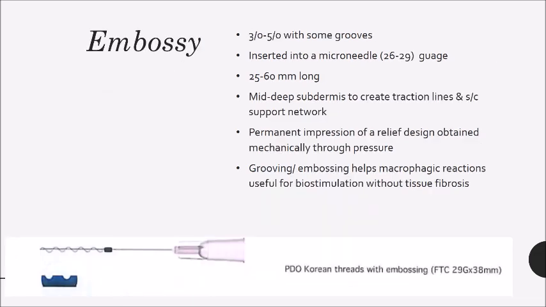Next comes the embossing type. There are 30 and 50 with some grooves, inserted into a microneedle, variable length 25 to 60 millimeter long, again inserted into mid to deep dermis, subdermis to create traction lines and a subcutaneous support network, not for traction at all. But how is the embossing created? It is basically created by a permanent impression of a relief design obtained mechanically through pressure. This grooving or embossing helps the macrophagic reaction, useful for biostimulation without tissue fibrosis.